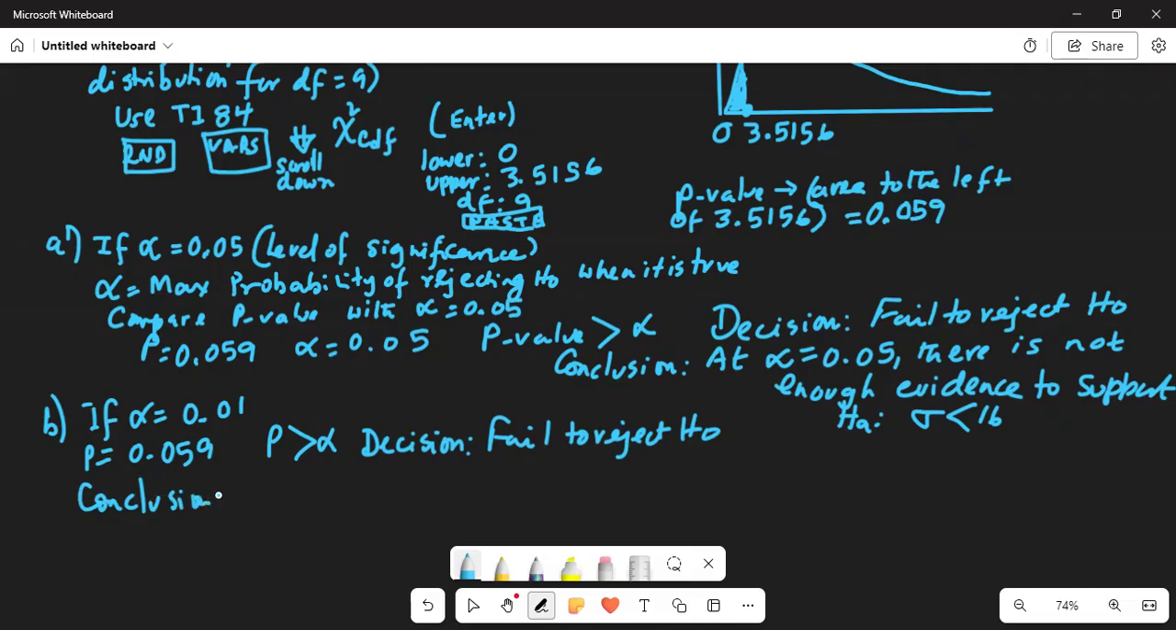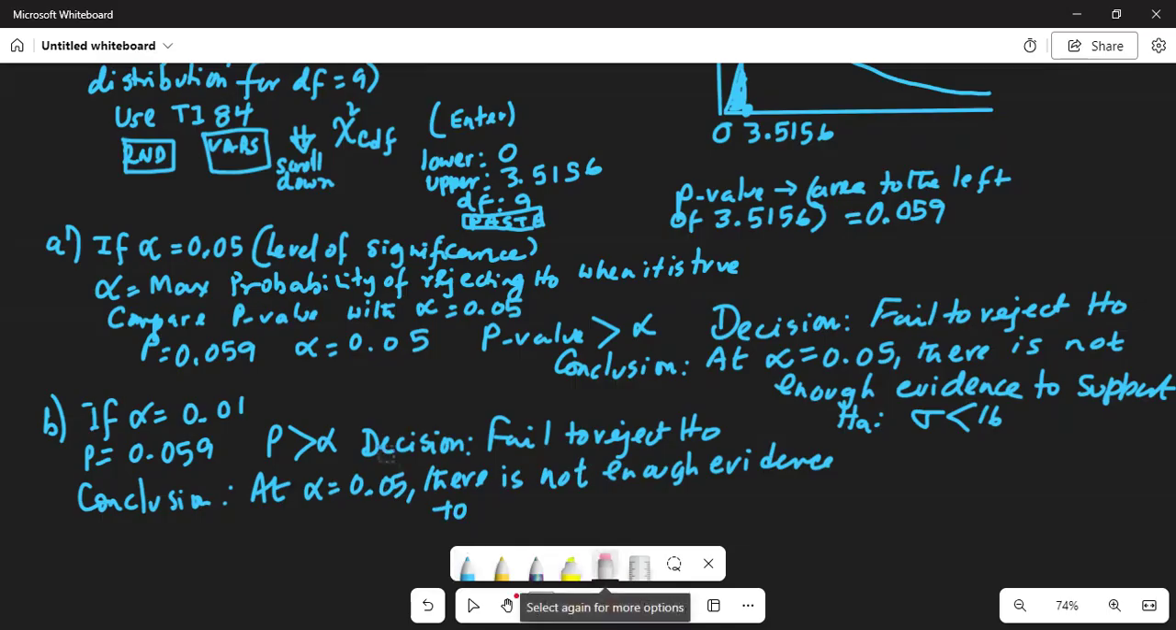at alpha equal to 0.05, there is not enough evidence, same conclusion as before, to support, not 0.05, my mistake, this is 0.01 now, to support HA sigma less than 16. Okay, so we are not supporting it.